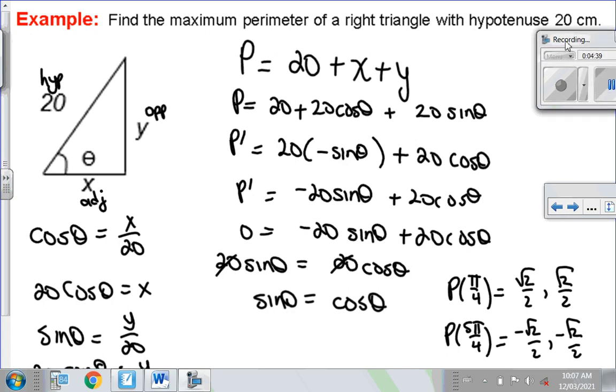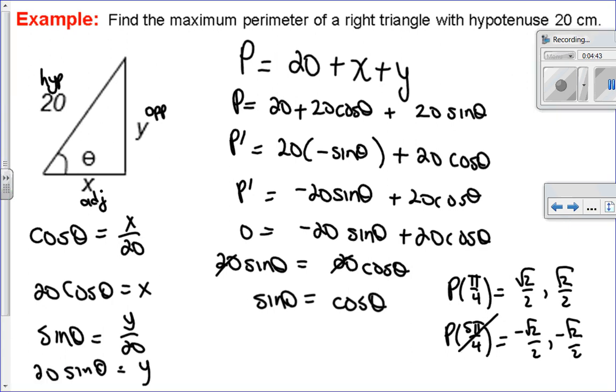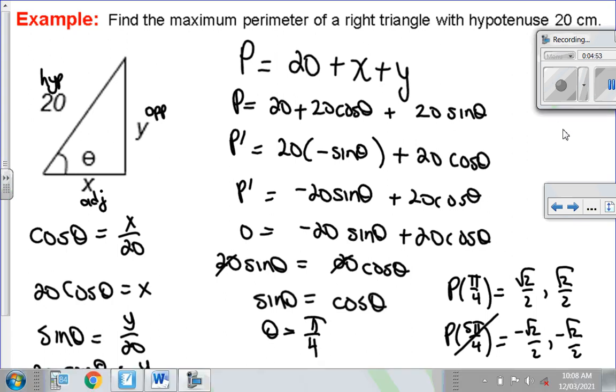In terms of a triangle, I can't have an angle of 5 pi over 4. That's too big. So I know that the only solution that makes sense to this question is pi over 4. Now that I know that's my critical value, I have to verify that it is in fact going to give me a maximum.